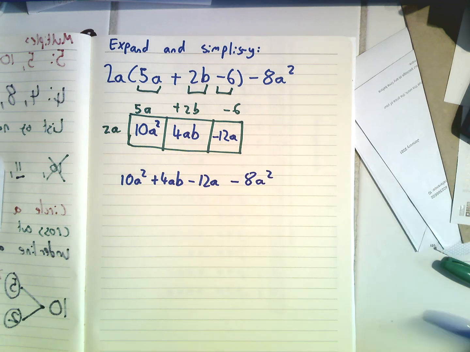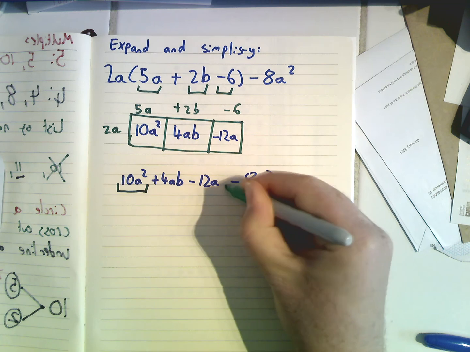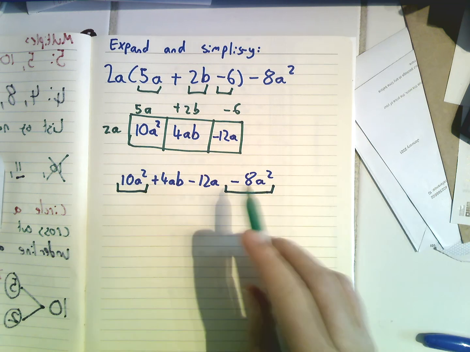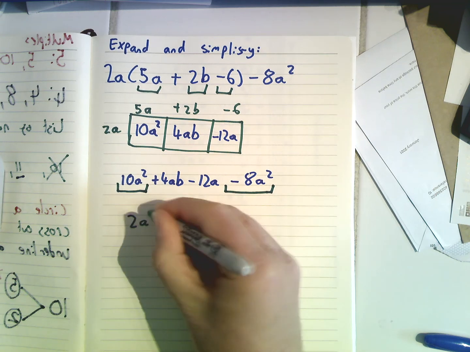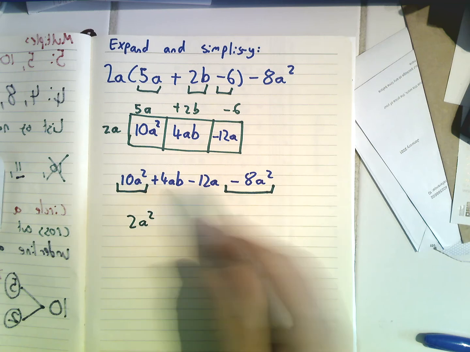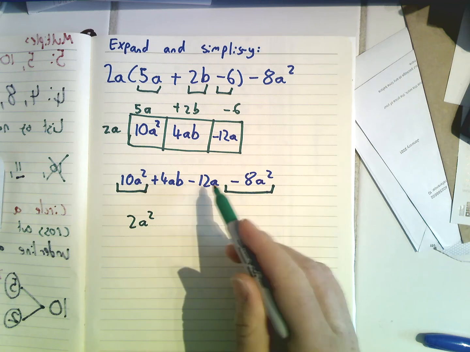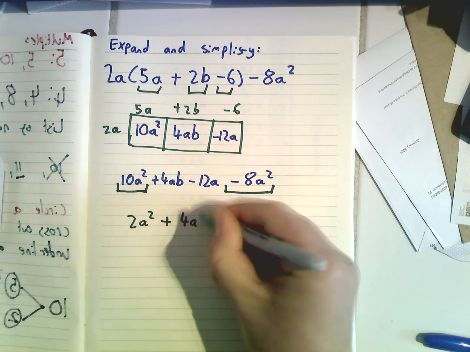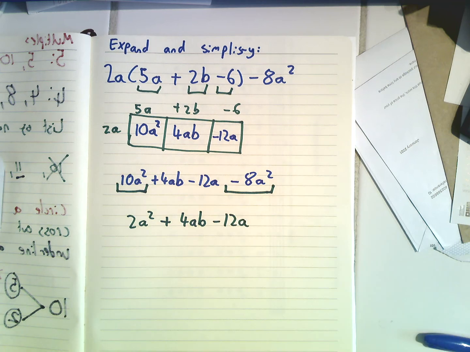So we're nearly done. All that's left to do is simplify the terms. So let's have a look. We've got a squared terms here. So we've got 10a squared take 8a squared is equal to 2a squared. And for what's left here, these are different terms. We've got ab, and we've got a. We can't simplify that, so we're just left with that as our final answer.